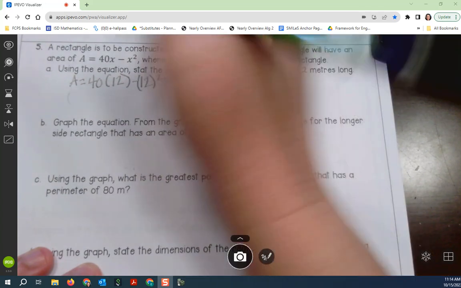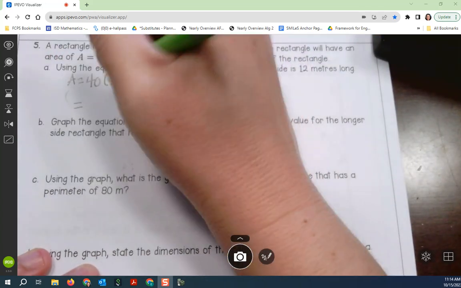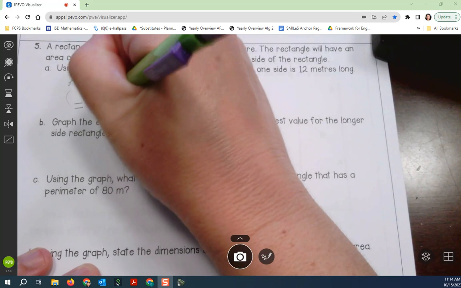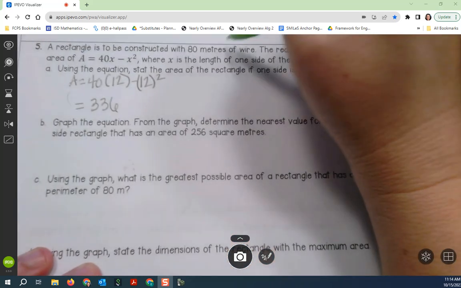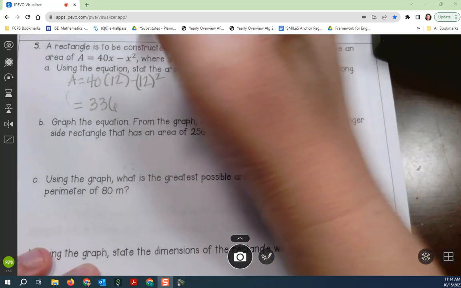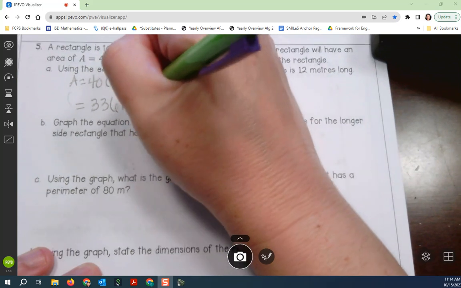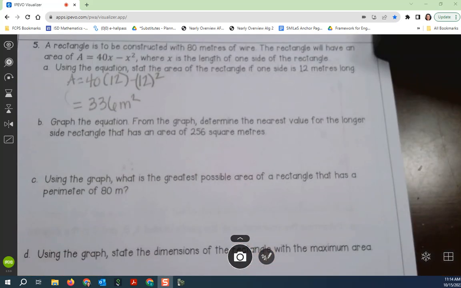And if you use your calculator, you should get 336. And let's see, the side is measured in meters, so that means the area will be measured in square meters. B says, graph the equation. From the graph, determine the nearest value for the longer side of a rectangle that has an area of 256 square meters.